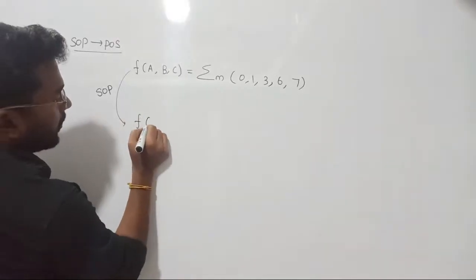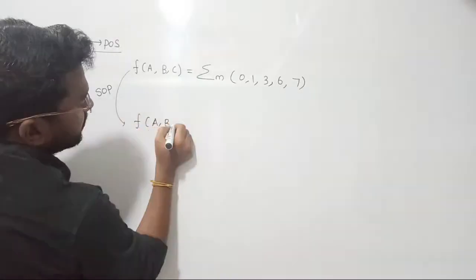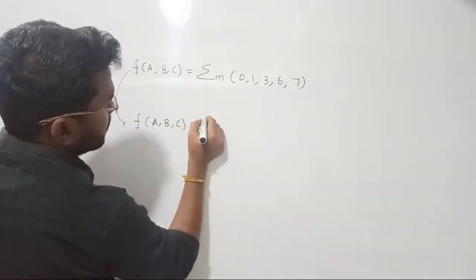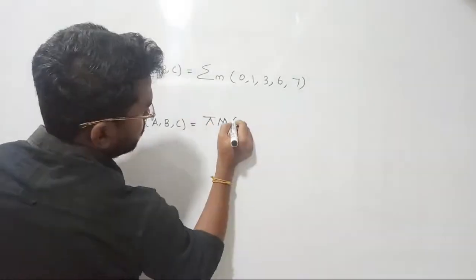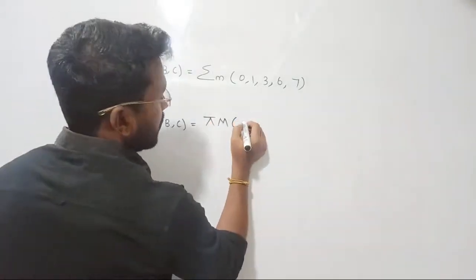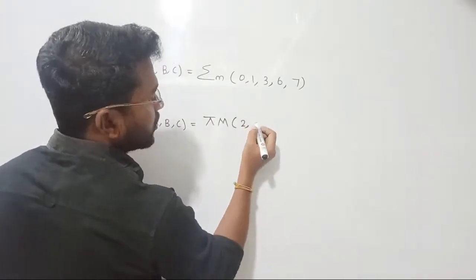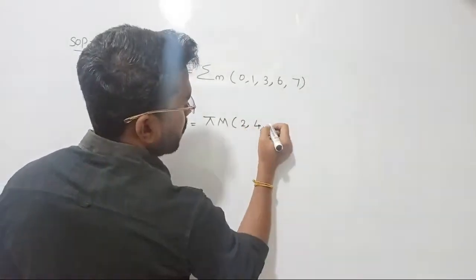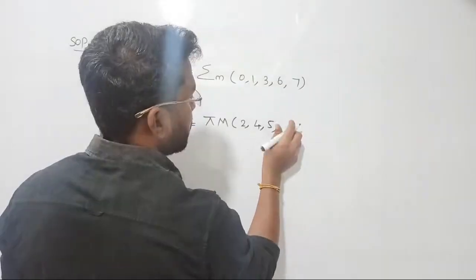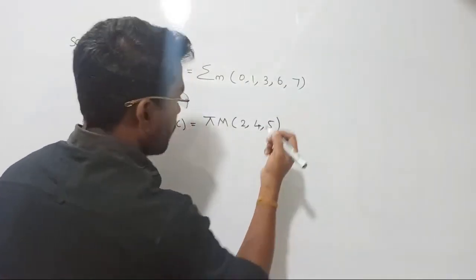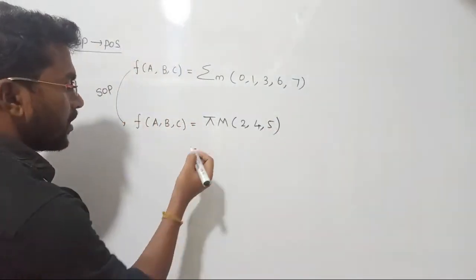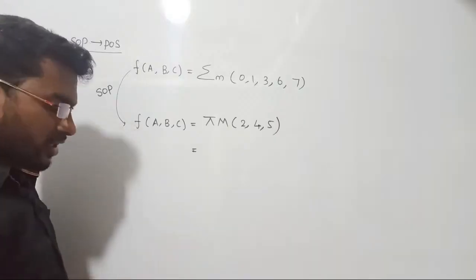So let me write the max term. Let us write its equivalent max term, in the sense we have to consider the missing terms in min terms. The missing terms are: 0, 1 are there, 2 is missing, 3 is there, 4 is missing, 5 is missing, 6 and 7 are there, right? Now let's write the equivalent max term. That's all, it's over, it's very simple, right?